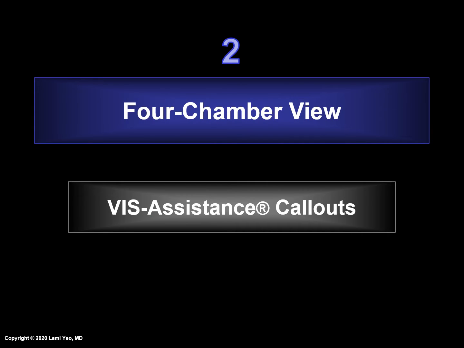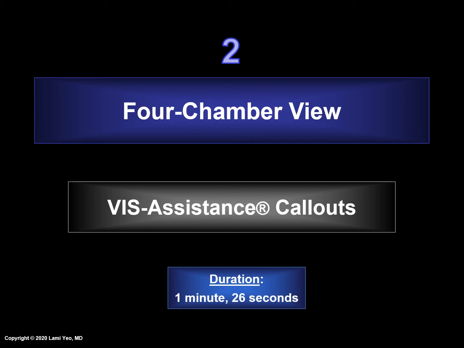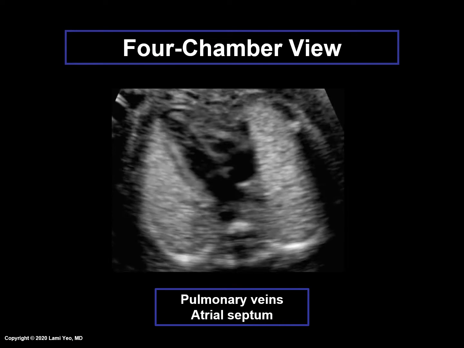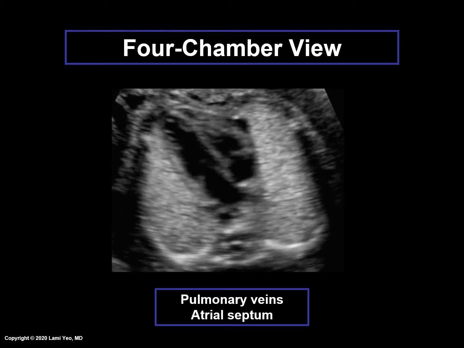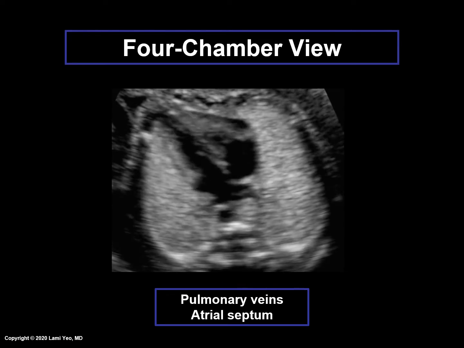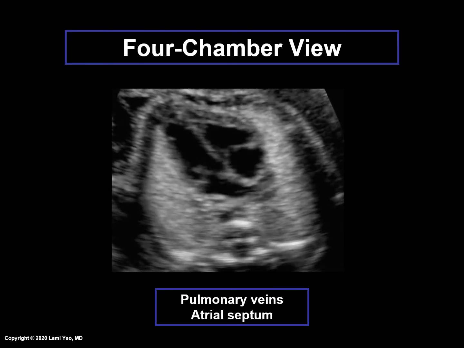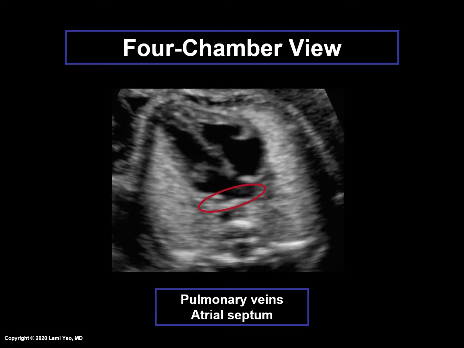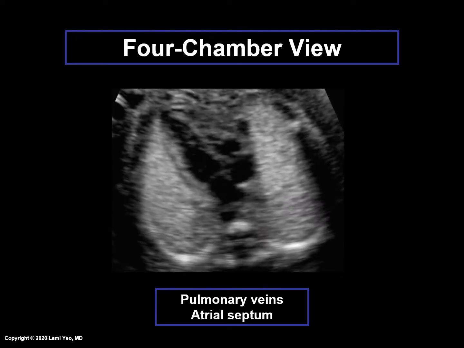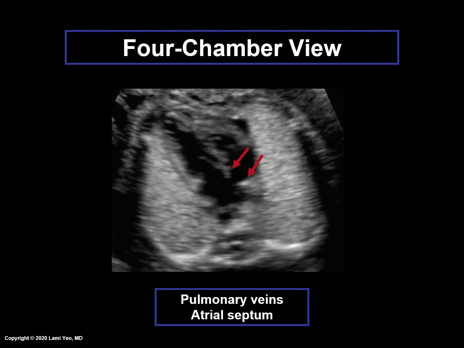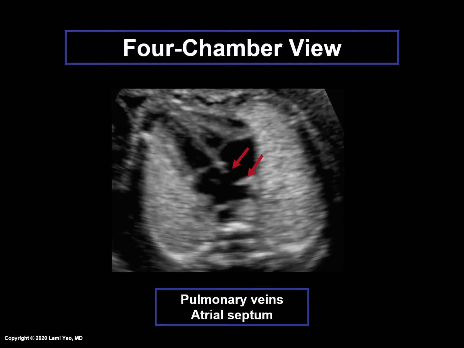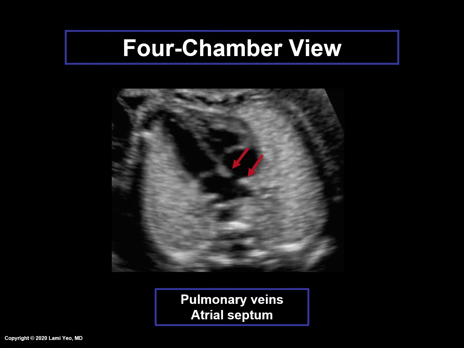4-chamber view. The total duration of the VISA video clip for this cardiac view is 1 minute, 26 seconds. The goal for this VISA is to automatically demonstrate the left and right sides of the heart, the ventricles, and atria. In addition, the 4-chamber view VISA allows visualization of the pulmonary veins entering the left atrium, as well as the atrial septum primum near the crux and the septum secundum.